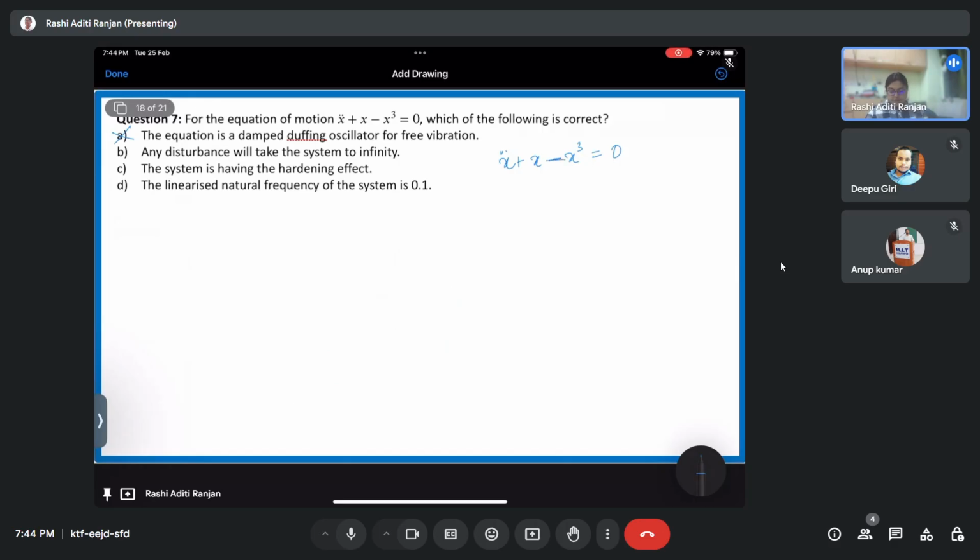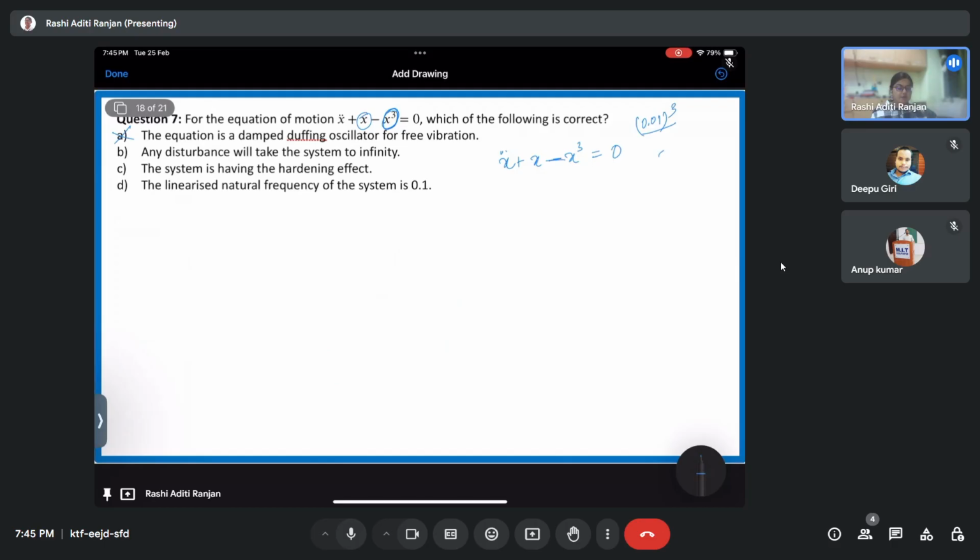Second, any disturbance will take the system to infinity. Well, this is a very unclear kind of statement. Do you know why? Because it is written that any kind of disturbance. Now, if the disturbance is very small, less than 1, what is going to happen? x is going to have a significant effect, however x cube is going to have an insignificant effect. For example, if it is 0.01, its cube is not going to have a significant effect. So the system is going to show free oscillation.